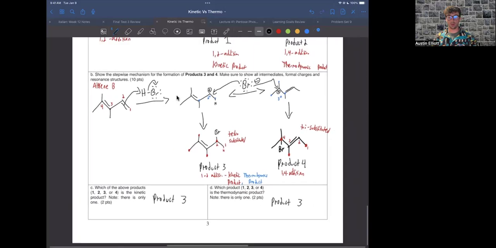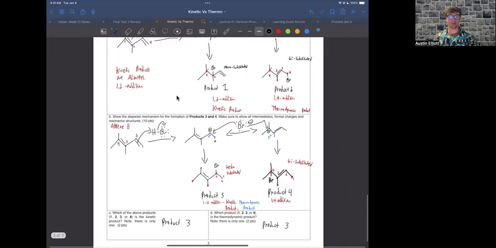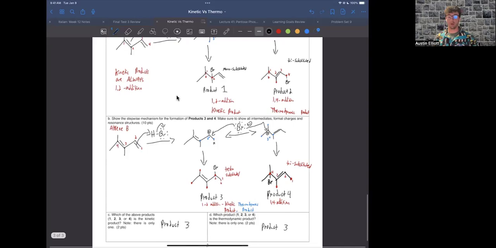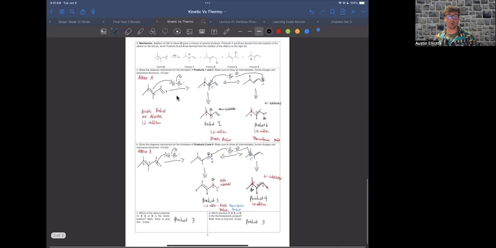So, a recap on kinetic products and thermodynamic products. The kinetic products are always your 1-2 addition products. It's always going to add to that 1-2 position. Just remember that it's not relative to the whole chain, it's wherever the double bonds start. For alkene A, we broke that one, and that was our 1, 2, 3, 4. Alkene B starts at the other end of the chain and is our 1, 2, 3, 4 in the other direction.